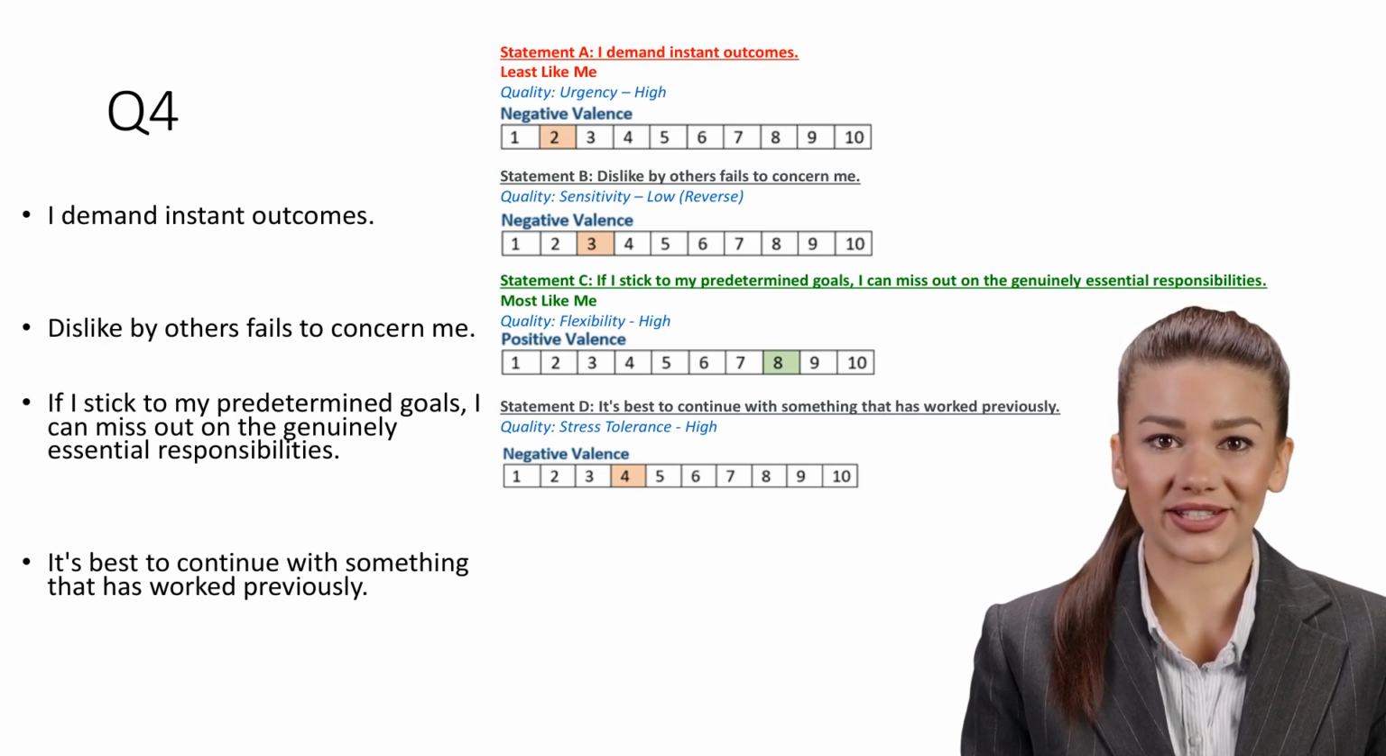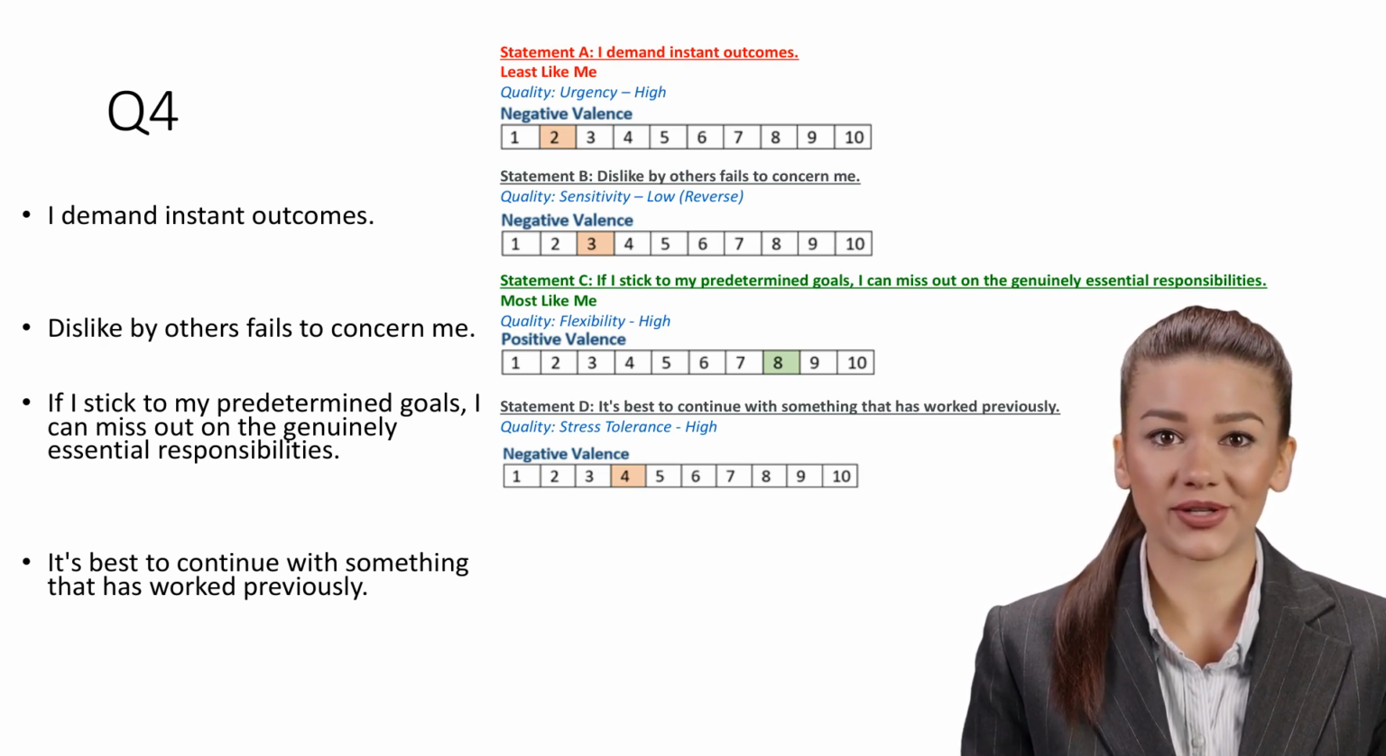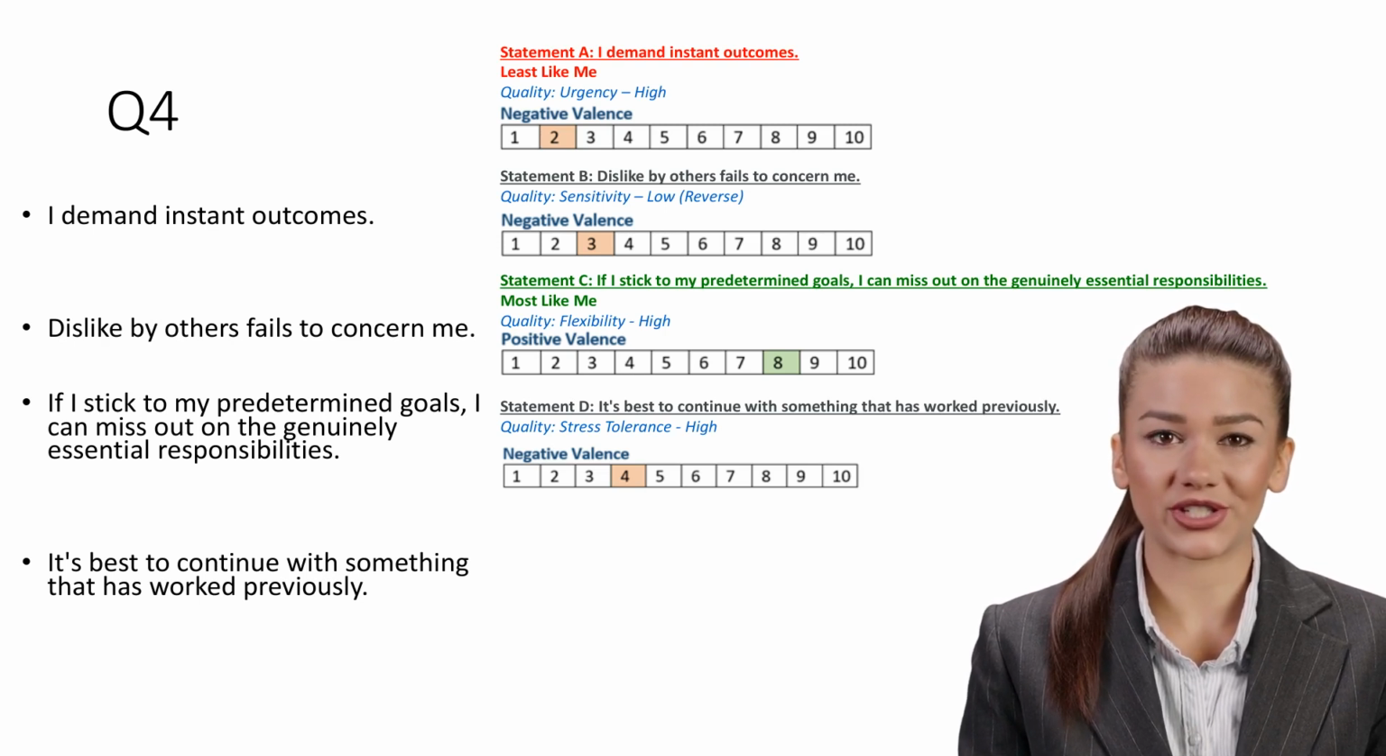Statement D. It's best to continue with something that has worked previously. Quality, stress tolerance, high. Failing to embrace innovation and a capacity to think outside of the box is not a desirable approach in modern business. There are, however, occasions where proven approaches can be useful, such as when there is insufficient time for review of change prospects.